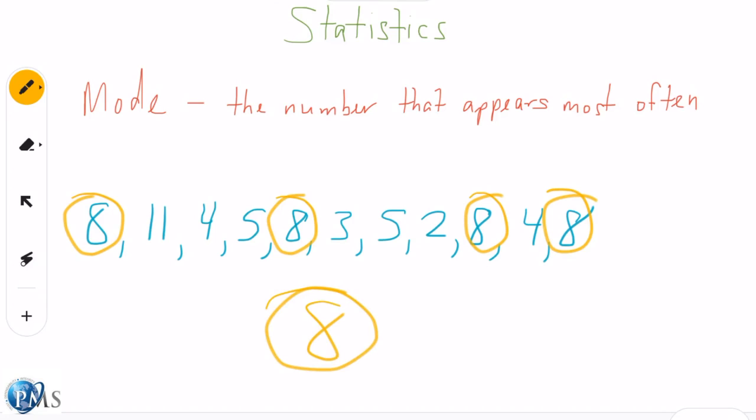And another side note, if there isn't a number that appears more often than any of the other ones, you would just say that there is no mode. Okay, but usually there's going to be. You just got to find the one that shows up the most. All right, so that's all 4 of them.